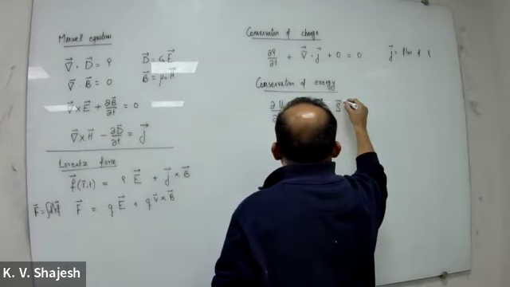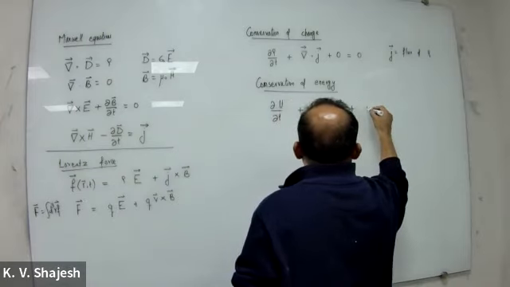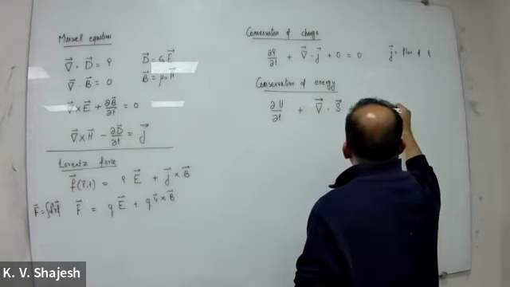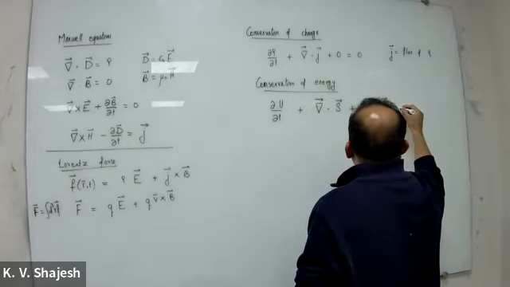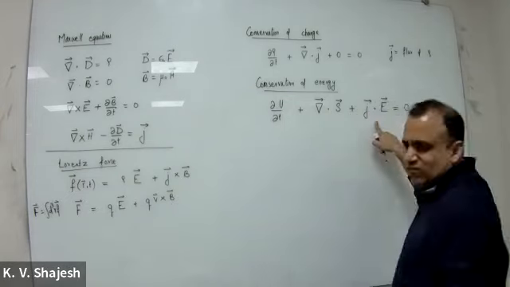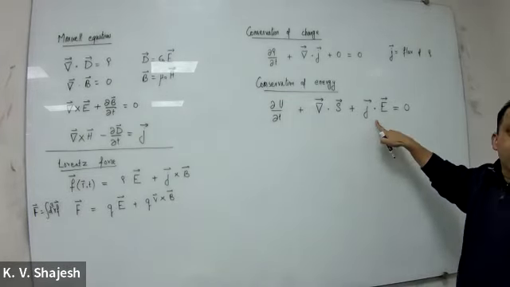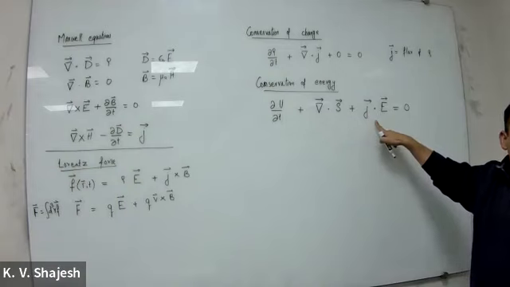divergence of S plus J dot E is equal to 0. What's the interpretation of the third term again? Source or sink of energy.